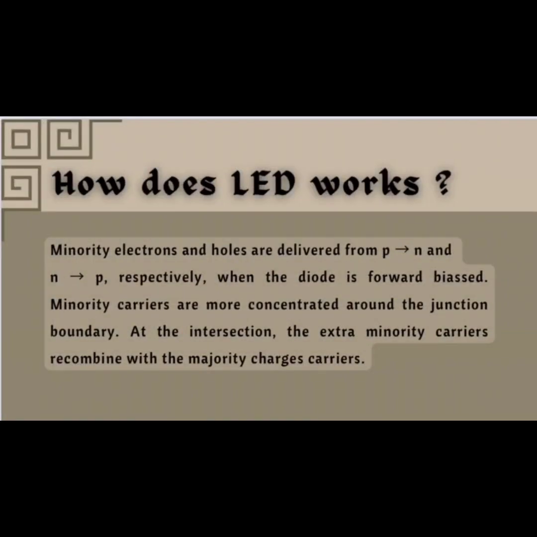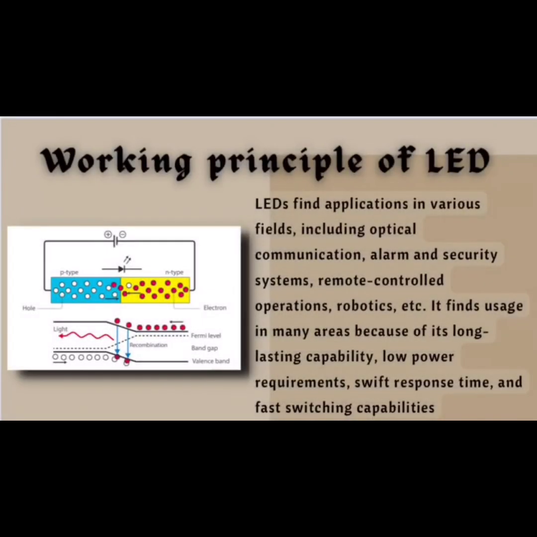How does an LED work? Minority electrons and holes are delivered from P to N and N to P respectively when the diode is forward biased. Minority carriers are more concentrated around the junction boundary. At the junction, the extra minority carriers recombine with the majority charge carriers. Working principle of LED.